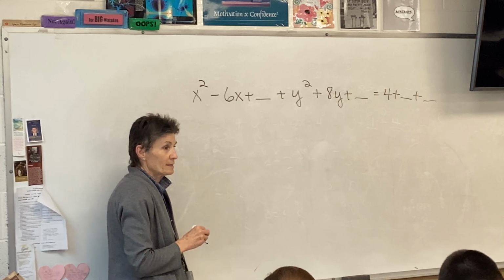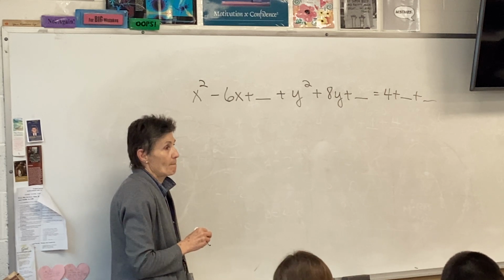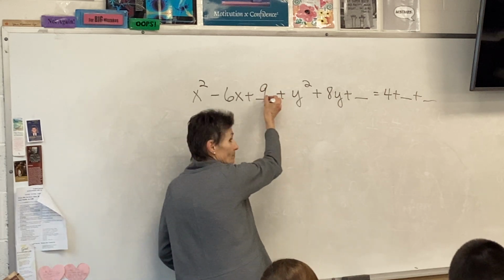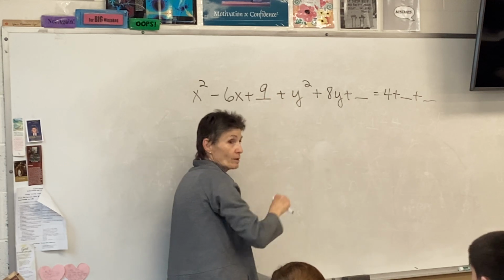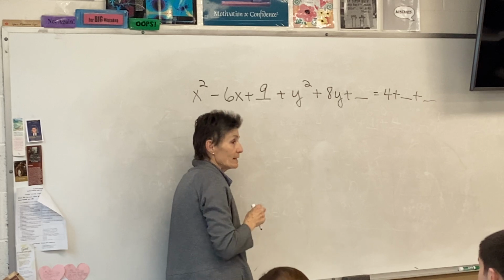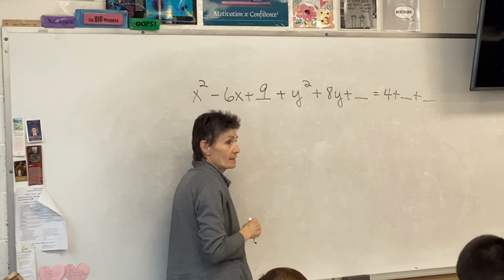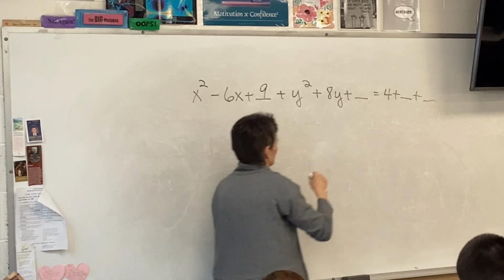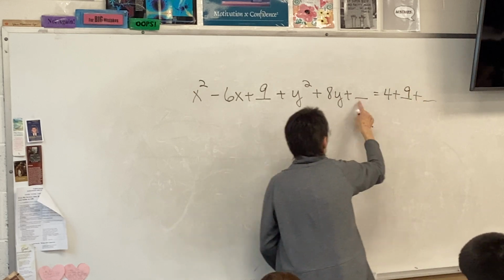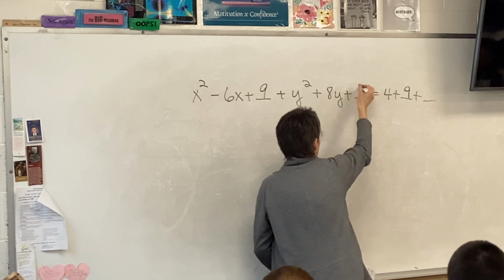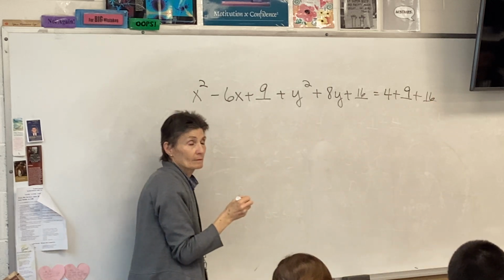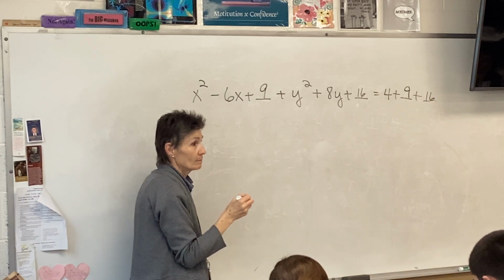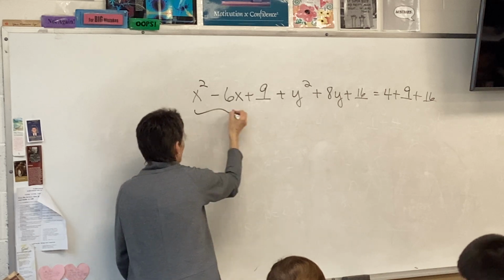So what completes the square? You tell me. 9? Anybody not get 9? We need to talk about it before you miss it again. How'd we get 9? Half of 6 squared. On both sides. All right, what goes here? 16. Right?